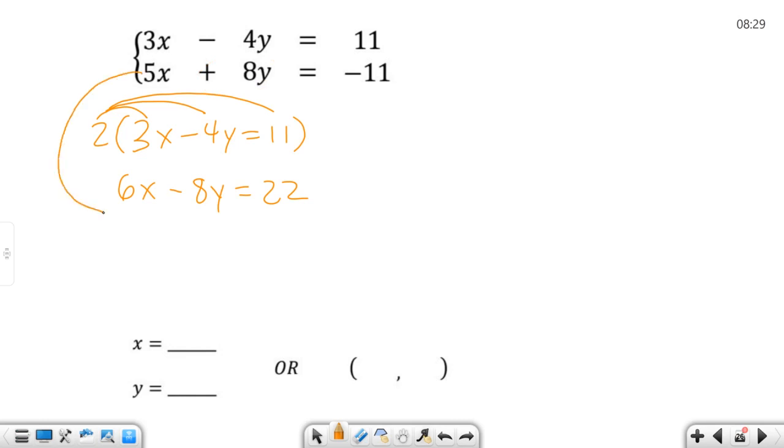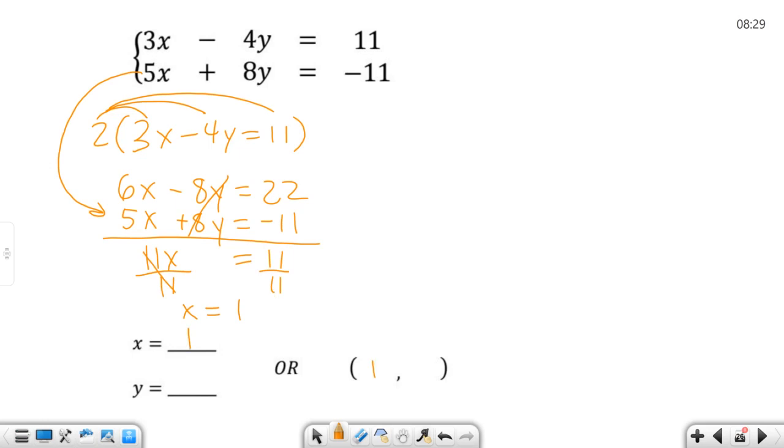So I'm going to simply copy this equation down here. 5x plus 8y equals negative 11. And when I do that, 6x plus 5x is 11x, minus 8y plus 8y is 0. It cancels, equals 22 minus 11 is 11. Divide both sides by 11, and I get x equals what? 1. X equals 1.